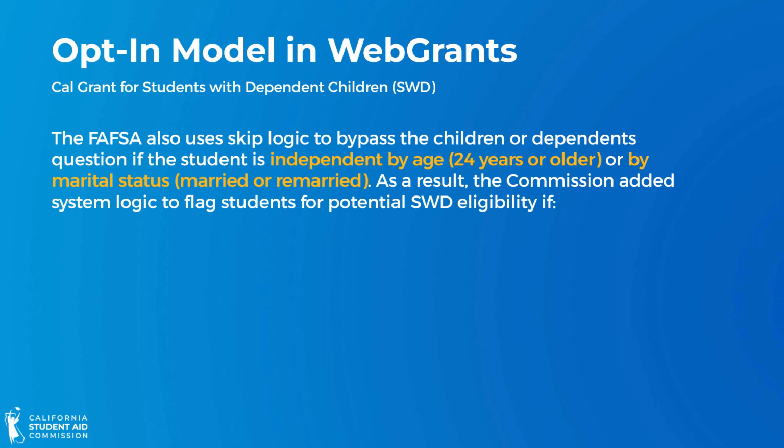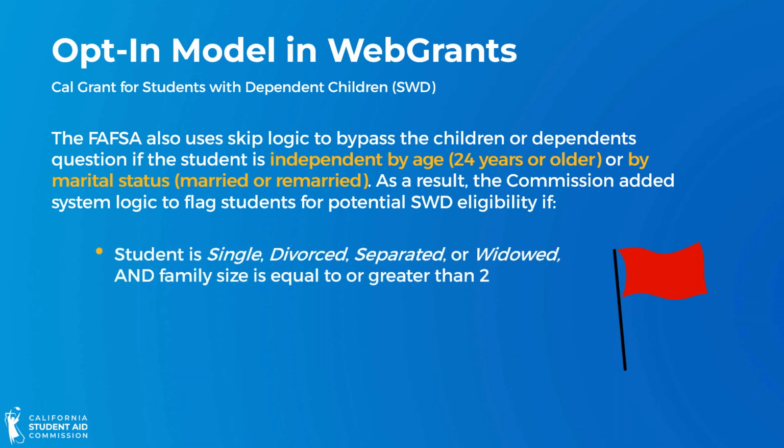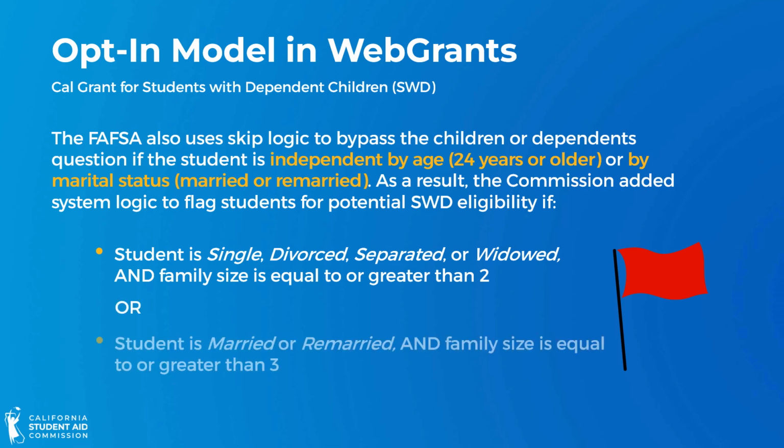This change was in response to the FAFSA skip logic that bypasses the children or dependents question if the student is independent by age or by marital status. For that reason, students are flagged for potential SWD if they are single, divorced, separated, or widowed with a family size equal to or greater than 2, or if the student is married or remarried and their family size is equal to or greater than 3.